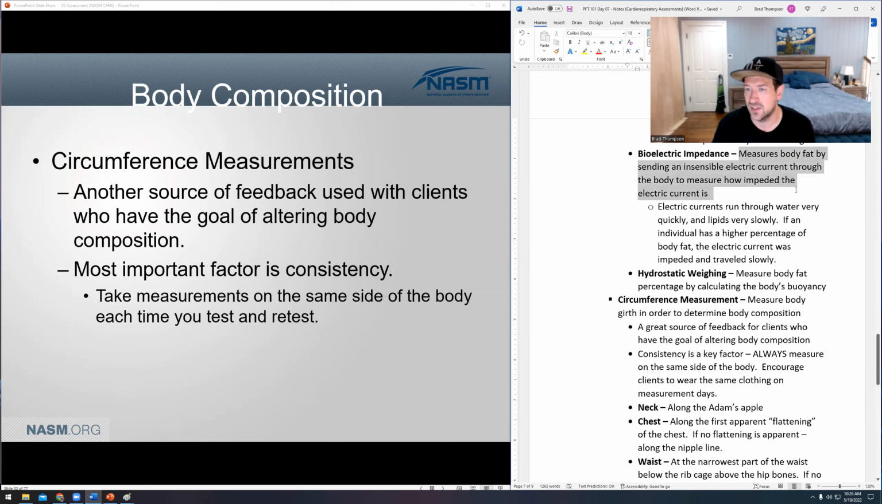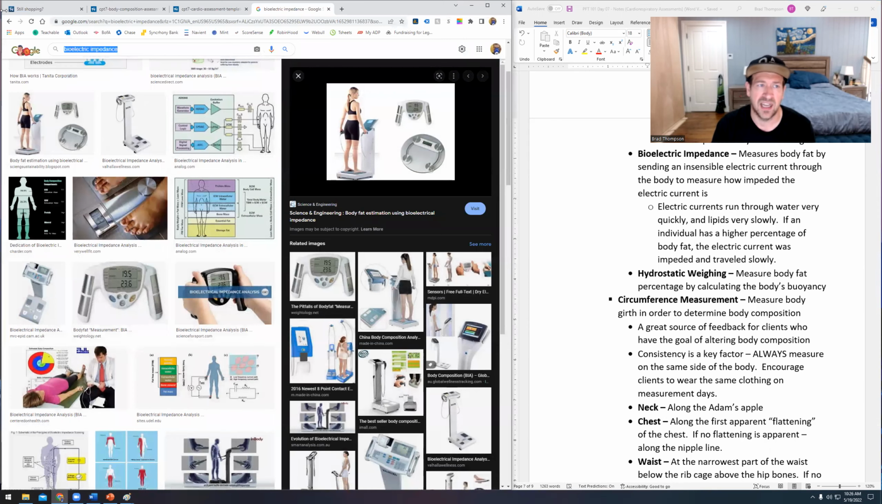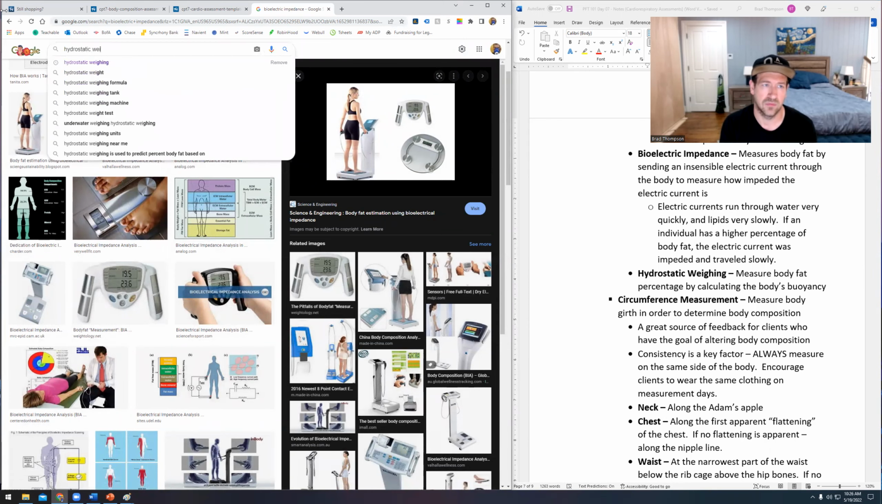You can see how this is written, by the way, if it ever is a homework question. It measures body fat by sending an insensible electric current through the body, and then measures how quickly that current travels. And then there's hydrostatic weighing out there.